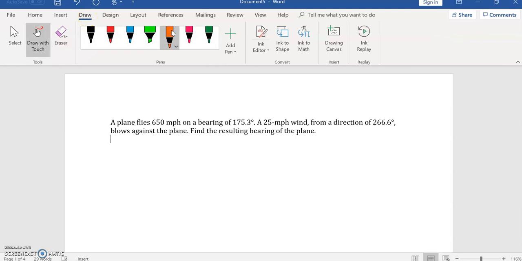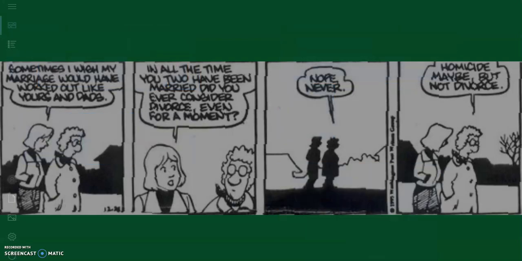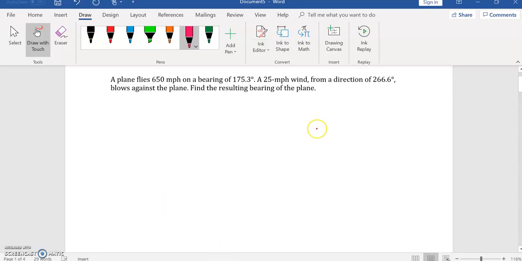Okay, the hardest part here is drawing the picture. You might be awesome at it. I tend to suck at it. Okay, so we're going to start by drawing this picture here.